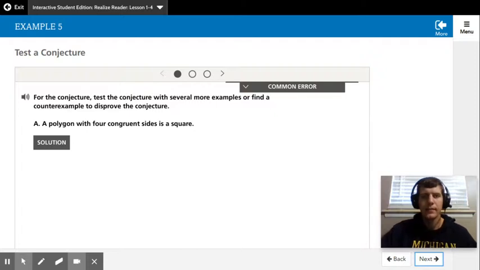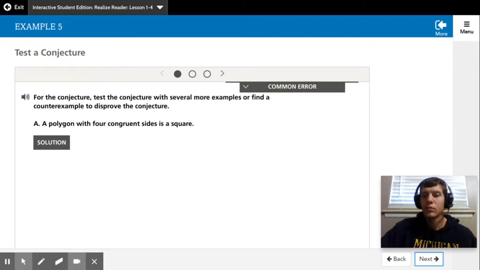Example 5, testing a conjecture. So if we remember, a conjecture is our rule used in inductive reasoning, and it's unproven. So what we want to try to do to test a conjecture is see if we can come up with examples and see if those examples fit the rule. If we do it for enough examples, we can say that our conjecture is true.